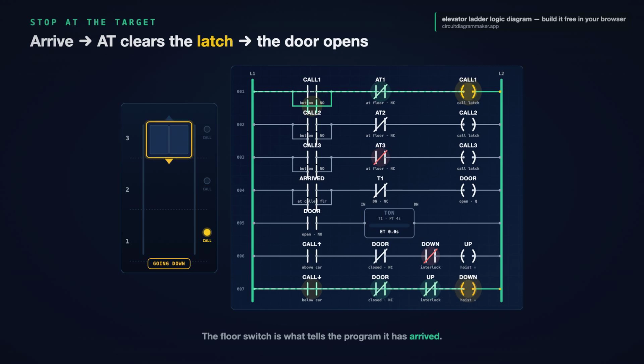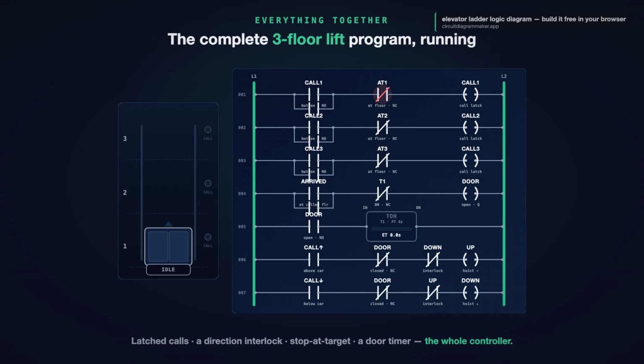Now watch the finished program run end to end. Idle on floor 1. A call comes in from floor 3, latched. Call above, so up pulls in and the car rises. It arrives, the call clears, up drops, and the door opens while the hold timer counts. Mid-hold, someone calls from floor 1. That call latches and waits because the door is still open. The timer finishes, the door closes, and now the call is below the car. So down pulls in and the car descends. It reaches floor 1. That call clears, the door opens again, and the car settles back to idle. Latch calls, a direction interlock, stop at target, and a door timer, all working together.